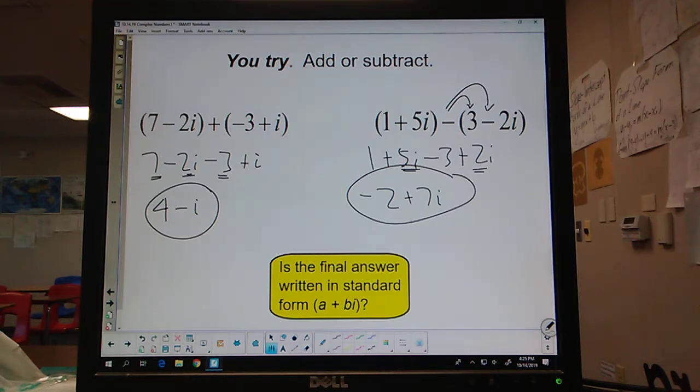Is it written in standard form? Yes. Would it be wrong if you wrote 7i minus 2? I'll give you half off on a test if you write it that way because you did your math right. But it's half off because you didn't write negative 2 plus 7i. It's got to have the real part first and the imaginary part second. Every year I test students, there's always 3 or 4 that want to put the imaginary part first. You don't do that. Real part first, imaginary part second.